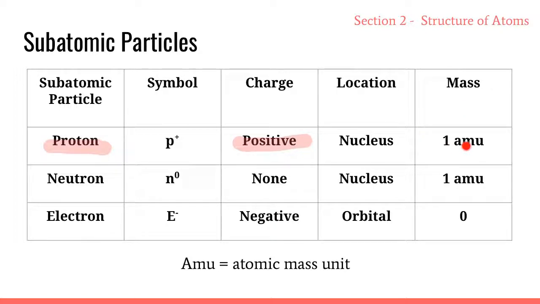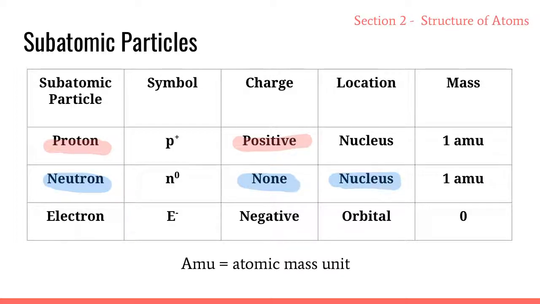And the mass is 1 AMU. An AMU stands for an atomic mass unit, and that's just a way to express a really, really small value. Next up, we have the neutron. Neutrons have no charge and they're located in the nucleus. If you think about all of those N's together, neutrons are neutral or have no charge and they are located in the nucleus. When we write out their symbol, we have an N with a 0, and their mass is 1 AMU as well.